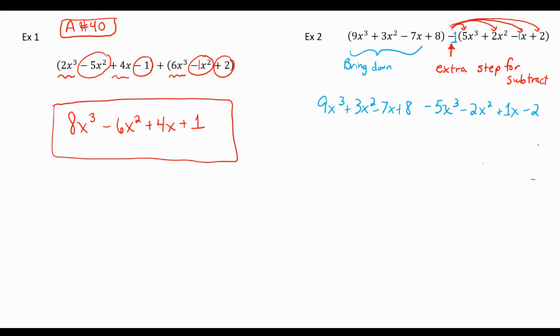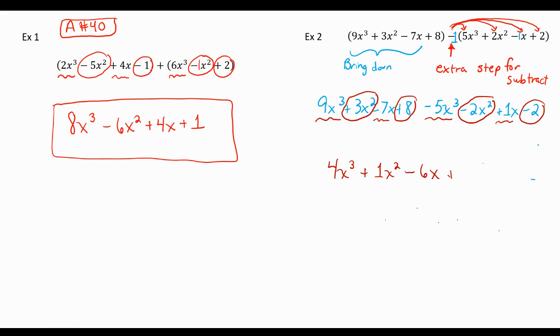After that, all you do is combine like terms like we did in example 1. So 9x cubed minus 5x cubed is 4x cubed. The next one is 3x squared minus 2x squared. That would be 1x squared. Negative 7x plus 1x is negative 6x. And then a positive 8 minus 2 would be a positive 6. And that's our final answer.